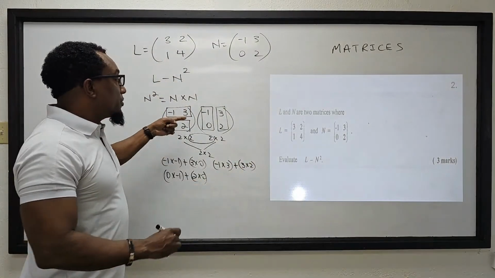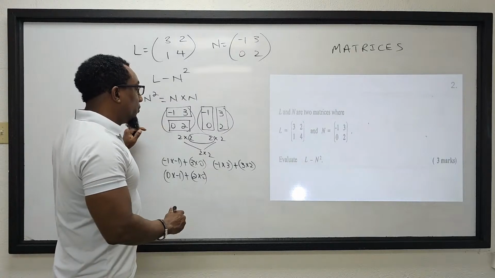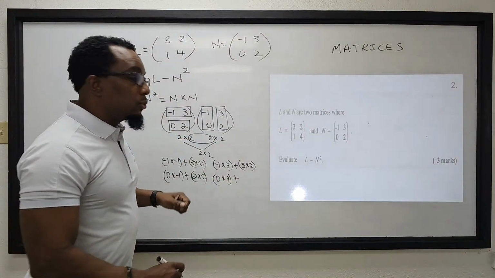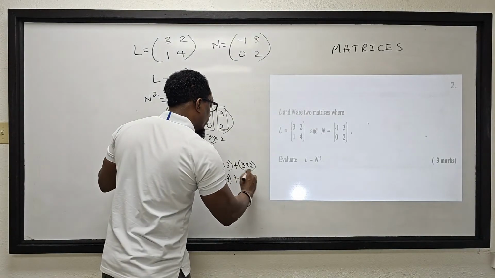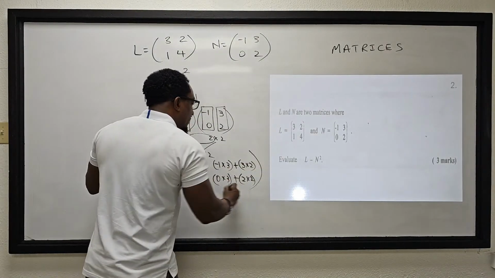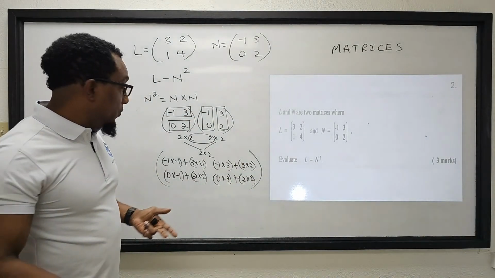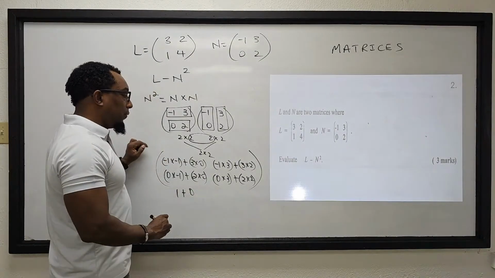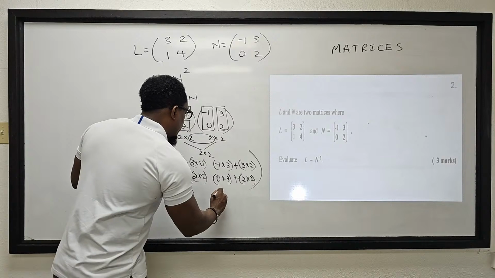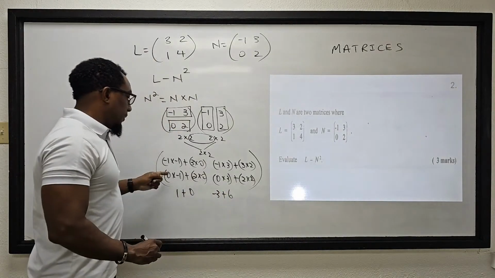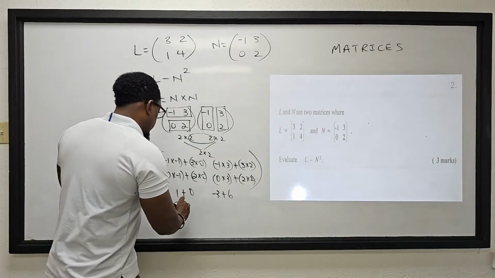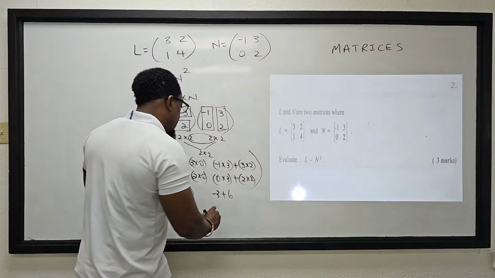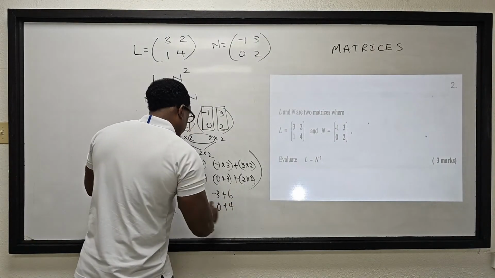So let's take now my second row by my second column. 0 by 3 plus 2 by 2. When I simplify that, let's see what we're going to get. Negative 1 by negative 1 is 1 plus 0 by 3 is 0. Negative 1 by 3 is negative 3 plus 3 by 2 is 6. 0 by negative 1 is 0 plus 0 by 2 is 0. 0 by 3 is 0 plus 2 by 2 is 4.